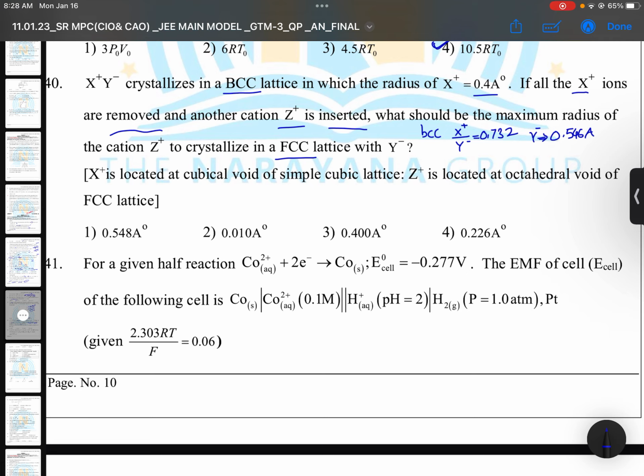Now Z plus by Y minus is FCC. When FCC you are taking, it is equal to 0.414. From this, because the Y minus value is known to you, the Z plus value will come 0.546 into 0.414, which is 0.226. Simple, little tricky.